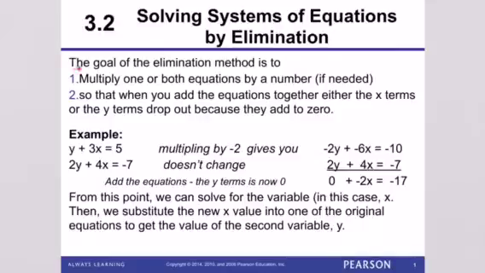Okay, so when we use the elimination method, what we want to do is to try to multiply one or both of the equations by a number if needed. And the reason we want to do that is because when we add the equations together, we want either the x term or the y term to drop out. In other words, we want them to add up to 0. Because if they add to 0, then you have one equation with one variable, as you see right here.